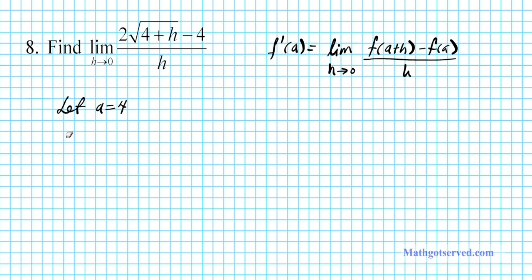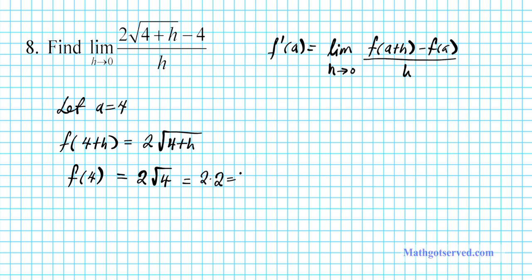We have f of 4 plus h equals 2 root 4 plus h. Now, what do you think f of 4 is going to be? You simply take out the h component, and then we'll have 2 times the square root of 4. If I simplify this term, do I end up with 4? Let's see. We have 2 times 2, which is 4. That's exactly what this is right here.